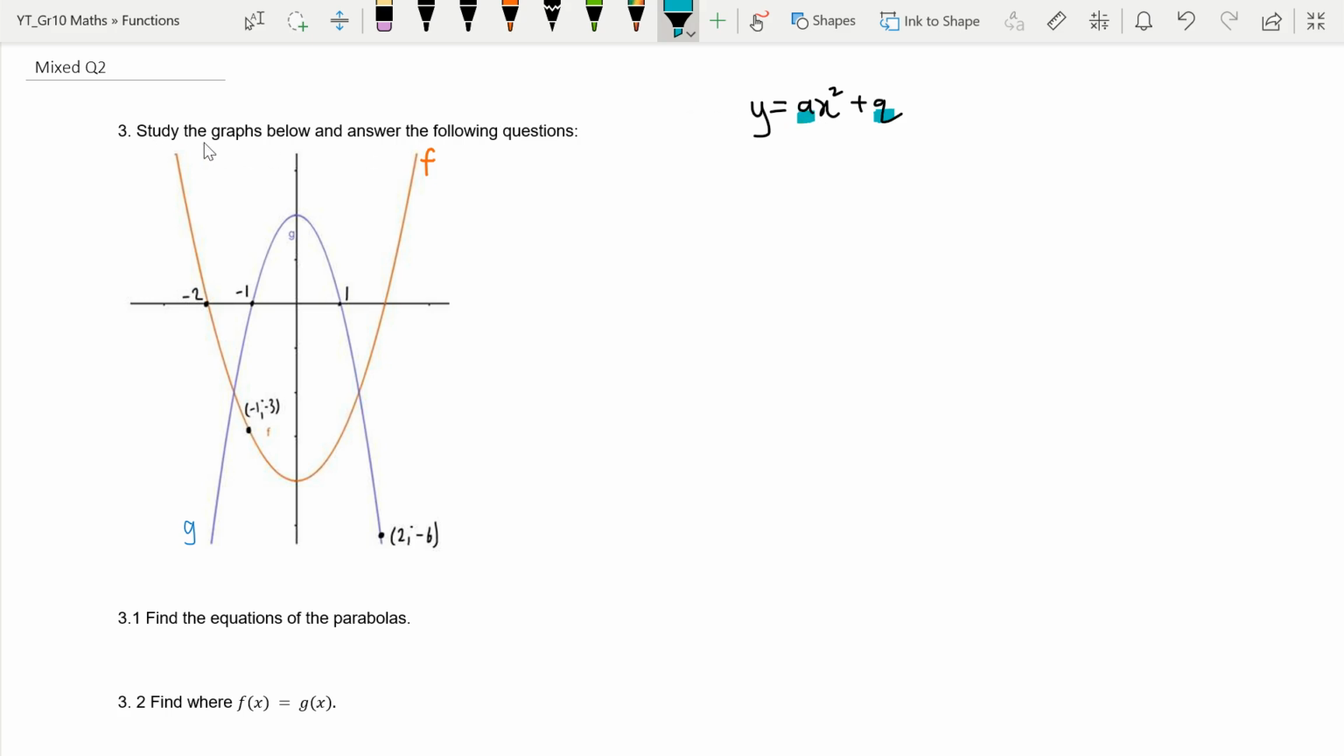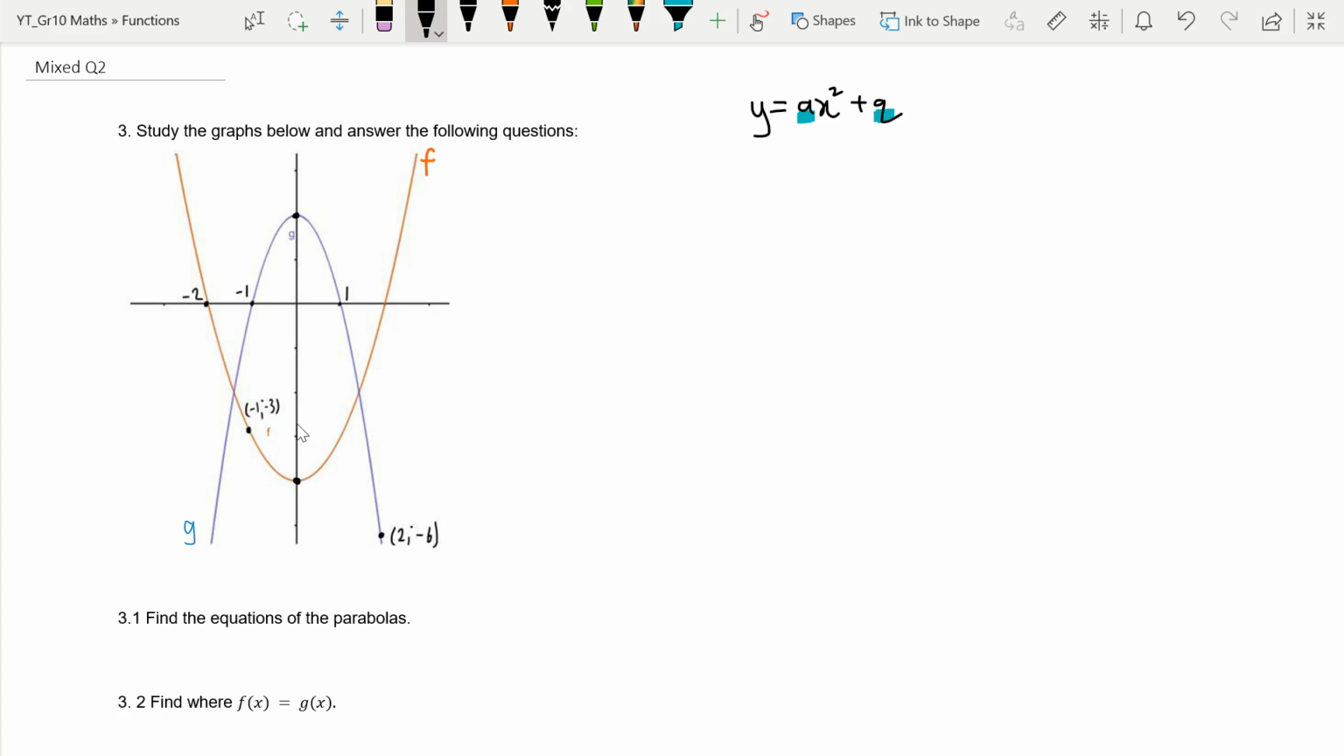All right, study the graphs below and answer the following question. So let's first study the graphs. We've got the graph of f, the orange one, that's a happy face parabola. And then we've got the graph of g, the blue one, that is a sad face parabola. Now, what I notice is that I was not given the turning point, which is the same as the y-intercept for graph g or for f.